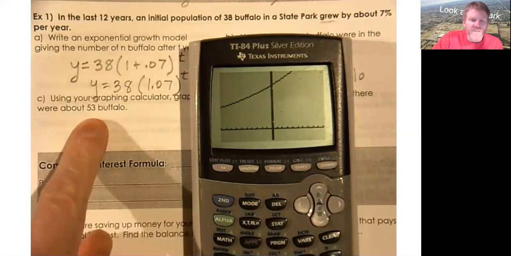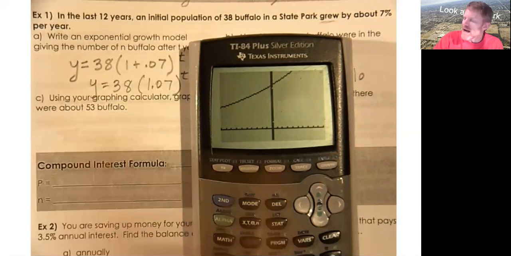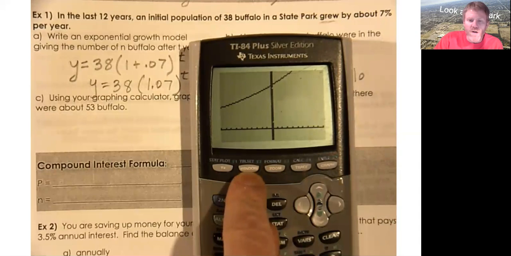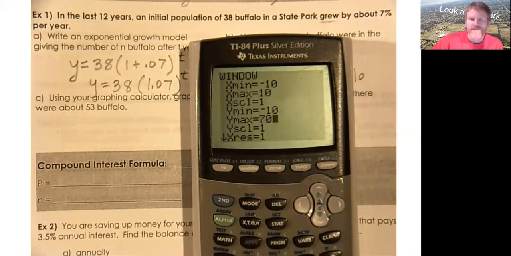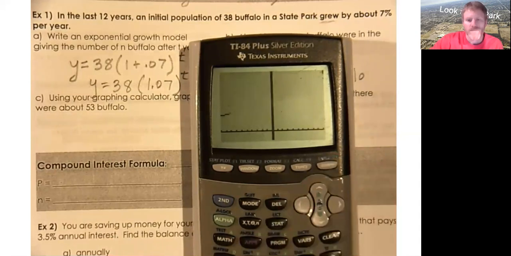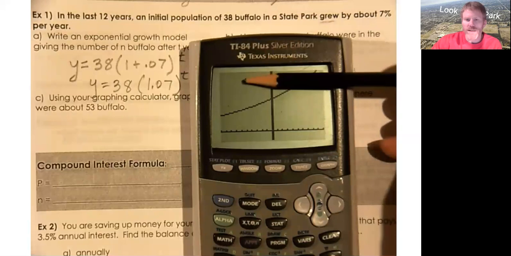Now, we're supposed to be figuring out 53. So I need to actually have a window that is going to show us a height of 53. I only put in 50, so I need to have a number that's bigger than 53. Otherwise, it's not going to show up on our grid. So we need a number bigger than that. So now 53 should be coming through here somewhere.